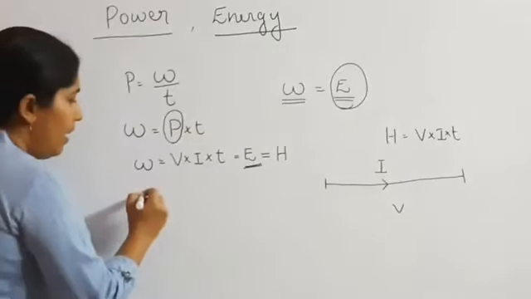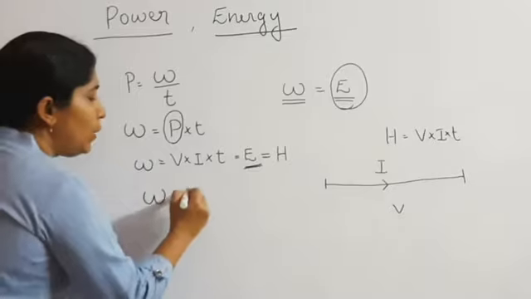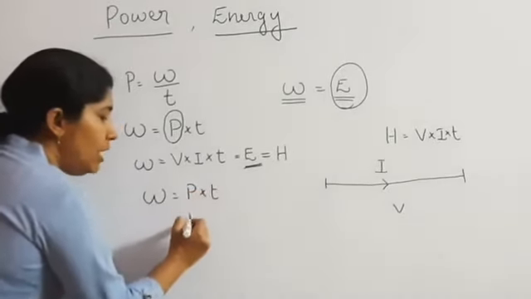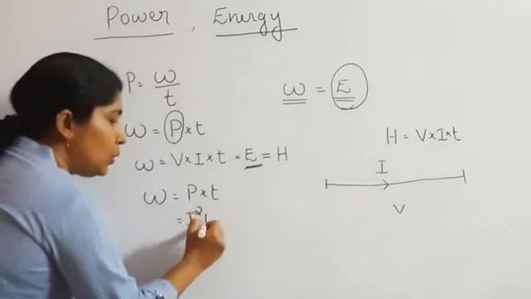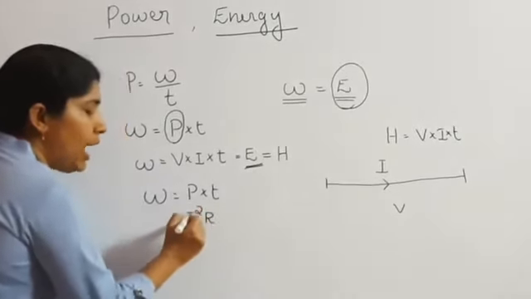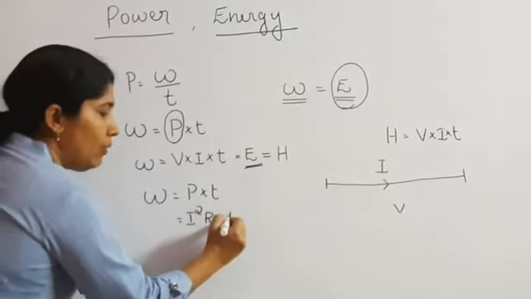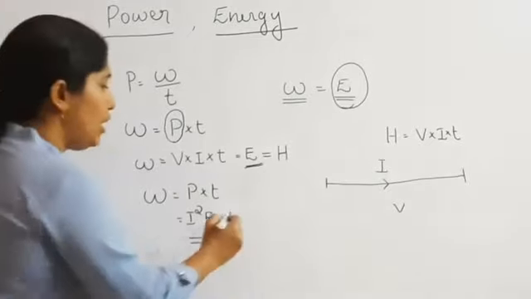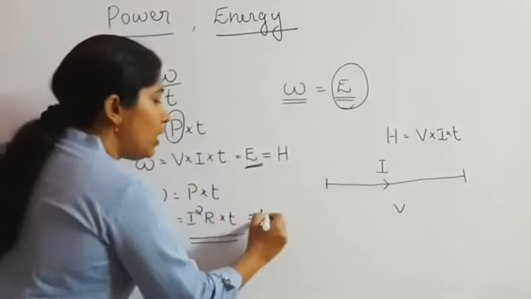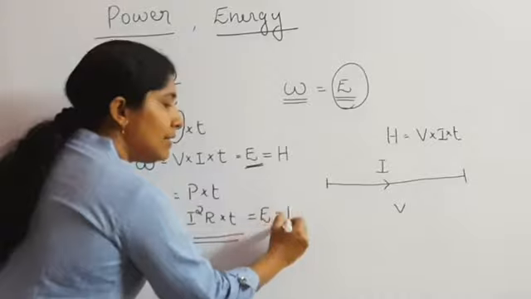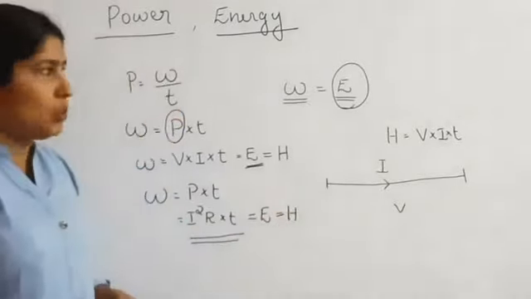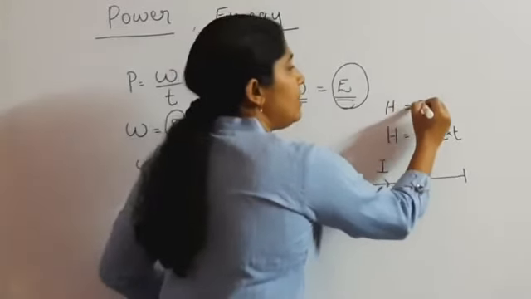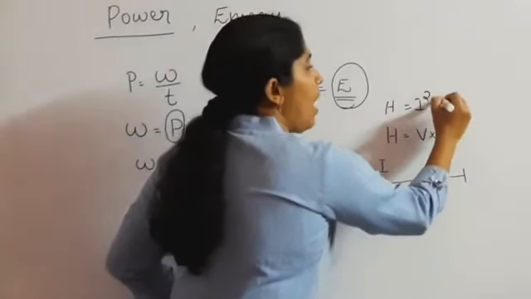Okay, again, work done W is equal to P into T. What about the second equation for the power? Second equation for the power is equal to I squared R. Therefore, I squared R into T. Then work is equal to I squared RT. This is the second equation and this work is stored as energy, and that energy is known as heat energy H. Therefore, the second equation for the heat energy is equal to I squared R into T.